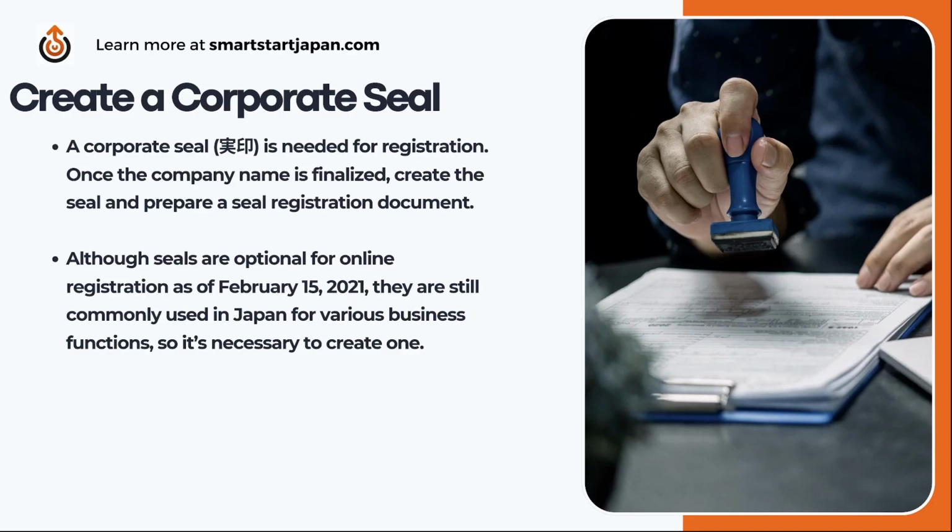Once your company name is finalized, you'll need to create the seal and prepare a seal registration document. It's worth noting that as of 2021, seals are technically optional for online registrations. However, seals are still widely used in Japan for various business functions, and having one remains essential for most practical purposes. With this step complete, you'll be ready to move on to drafting your articles of incorporation.